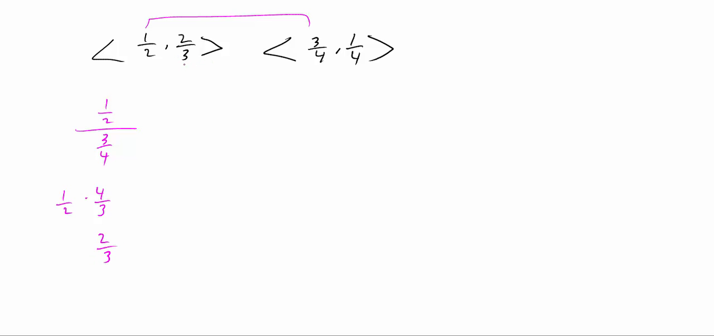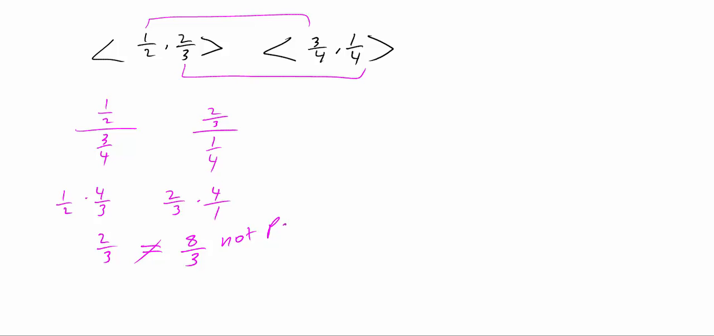And then if we take the 2/3 divided by 1/4, that means we would take 2/3 and multiply by the reciprocal 4/1, and here we end up with 8/3. And these two values are not the same, so that tells us that these two vectors are not going to be parallel. So they're not parallel.